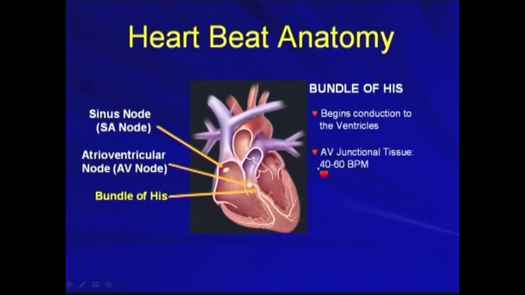Further down, we have the bundle of His. It begins conduction to the ventricle, and the AV junctional tissues will have an escape rhythm of 40 to 60 beats per minute.